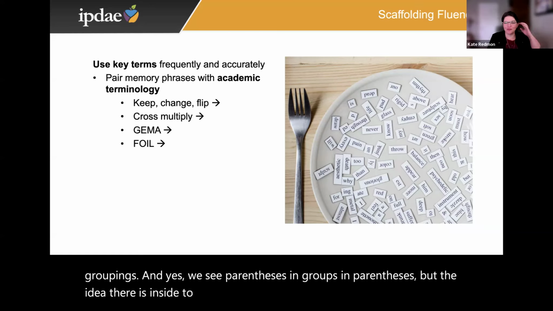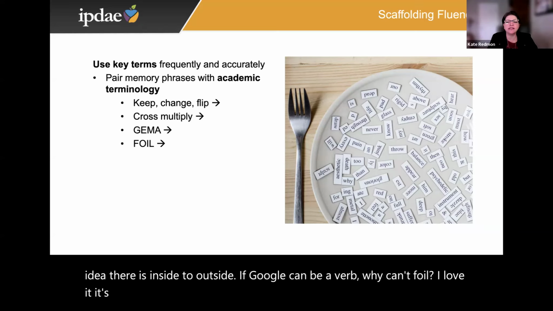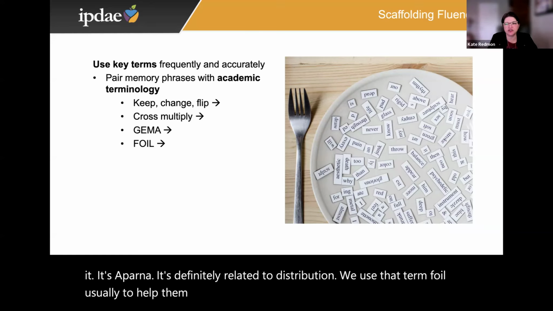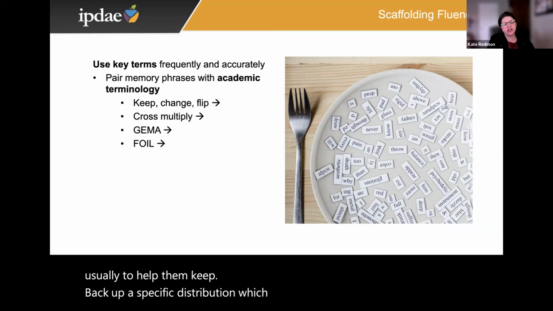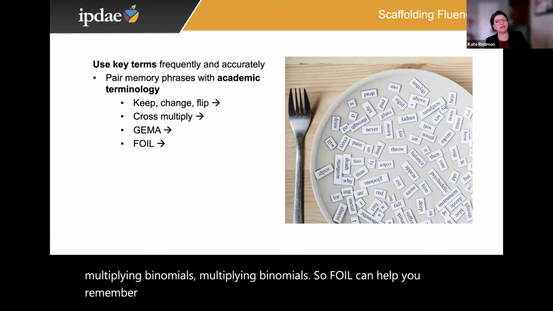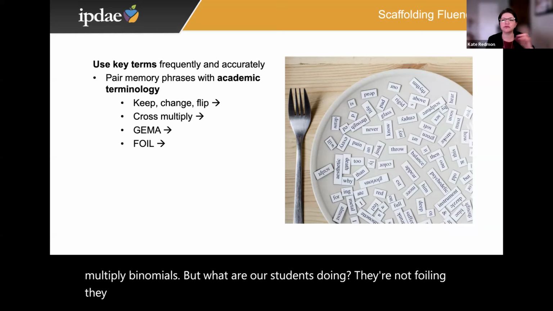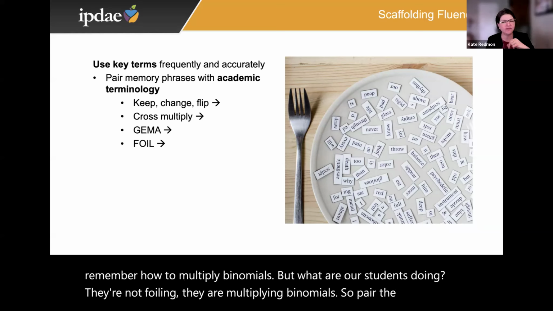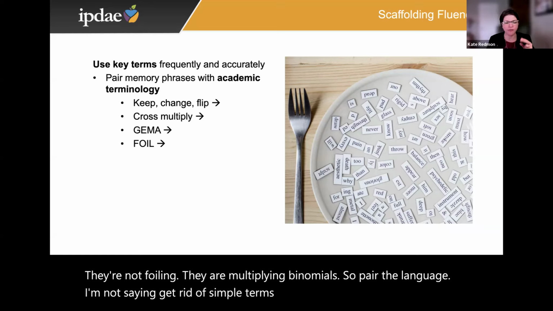If Google can be a verb, why can't FOIL? I love it. It's Aparna, it's definitely related to distribution. We use that term FOIL usually to help them keep track of a specific distribution. Which one? There we go, Sterling, multiplying binomials. FOIL can help you remember how to multiply binomials, but what are our students doing? They're not foiling, they are multiplying binomials. So pair the language. I'm not saying get rid of simple terms, just pair them.